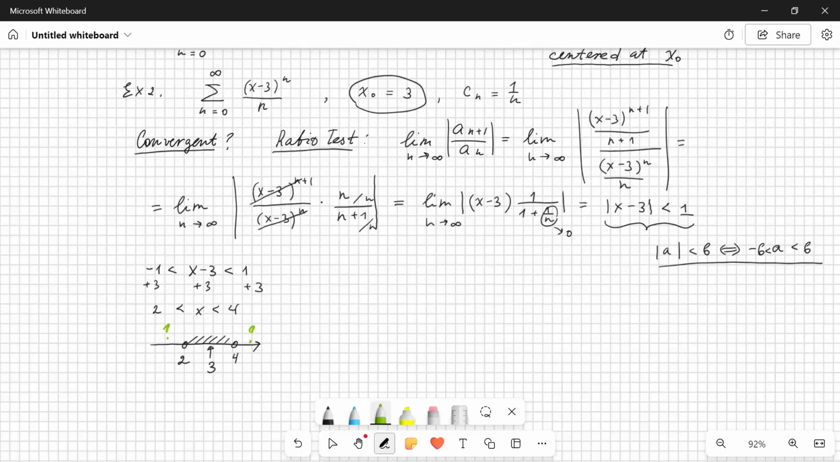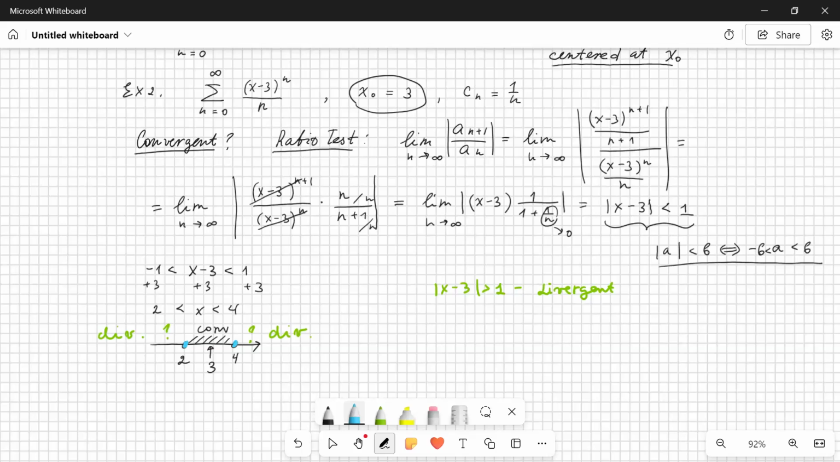We remember from the test that when |x minus 3| is greater than 1, the series is divergent. So I'm going to put divergent here, and convergent here, right? The only 2 points we'll need to investigate, which are left on the number line, are this and this. Because remember that the test is inconclusive, and we'll need to apply some different tests on the series. And that's what I'm going to do.